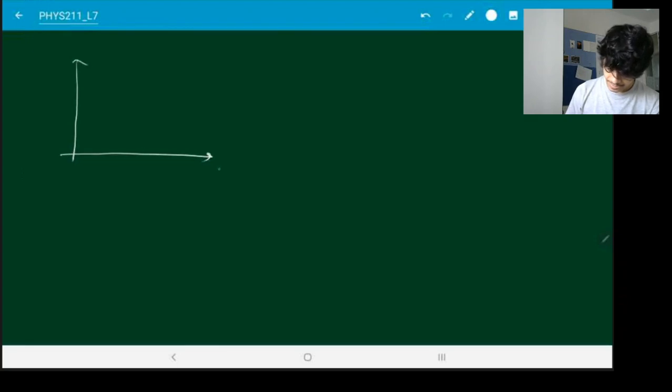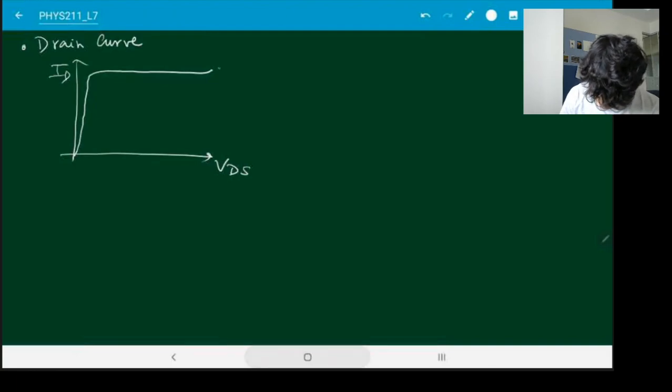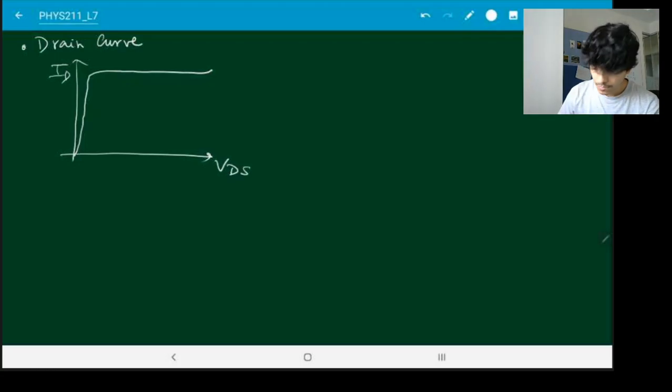So on the x-axis, let's plot the drain source voltage. On the y-axis, we'll plot the drain current. This kind of plot is called the drain curve. And this looks like this. So when VGS is 0, you get a curve like this.